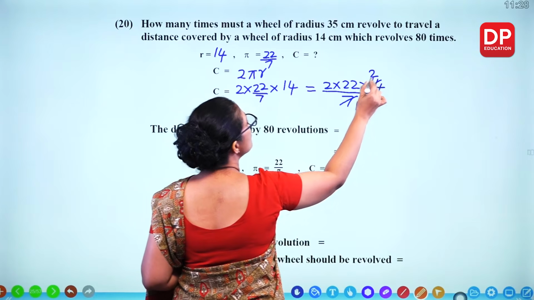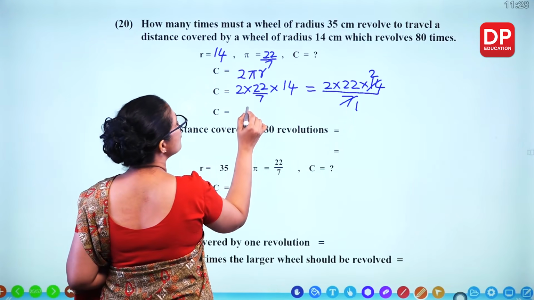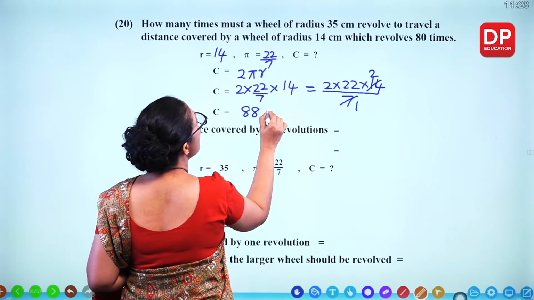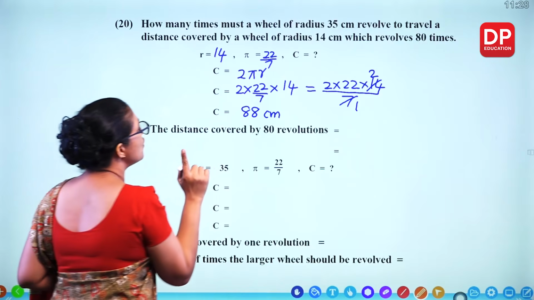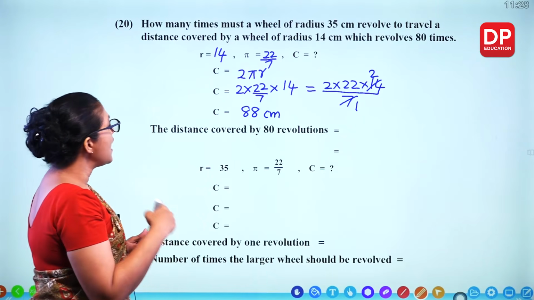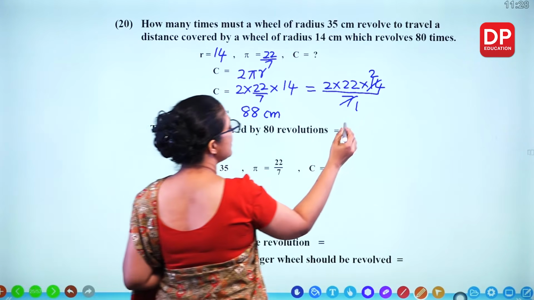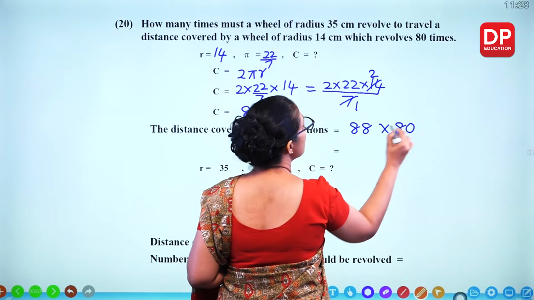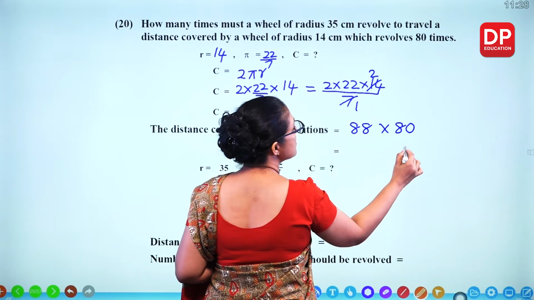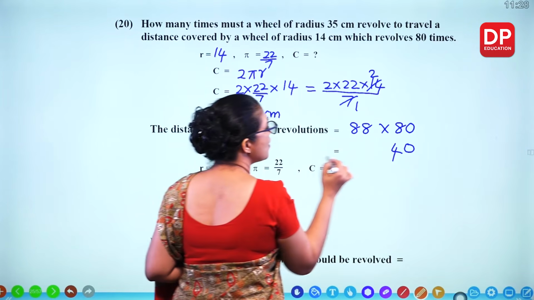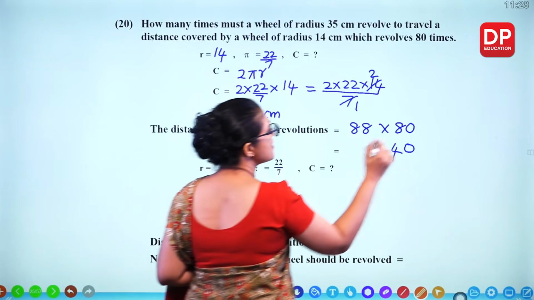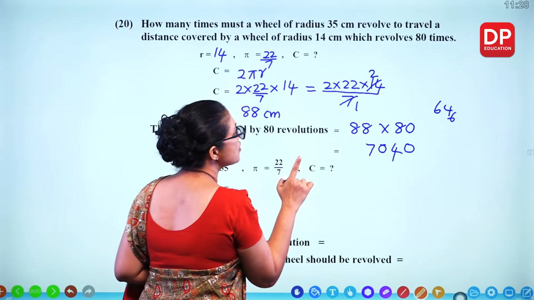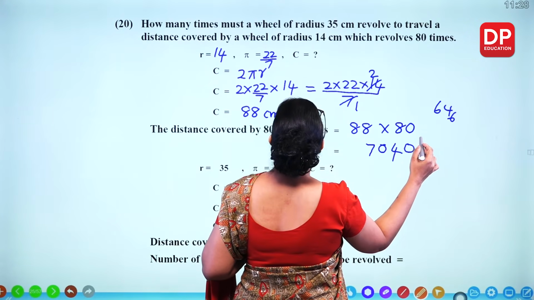So what's the value? 2 times 22 times 14 divided by 7. So you get 2 times 2, 4. 4 times 22, 88. So this is 1 revolution. But it revolves 80 times. So what's the total distance traveled? 88 for 1 and multiply by 80, you get the total distance. 0, 8 times 8, 64. 6 remaining. 8 times 8, 64 plus 6, 7040. This is centimeters.